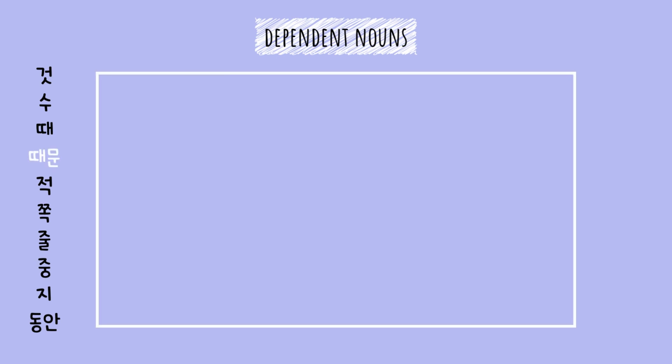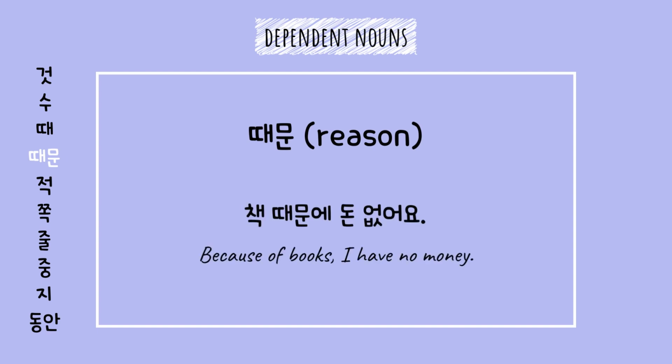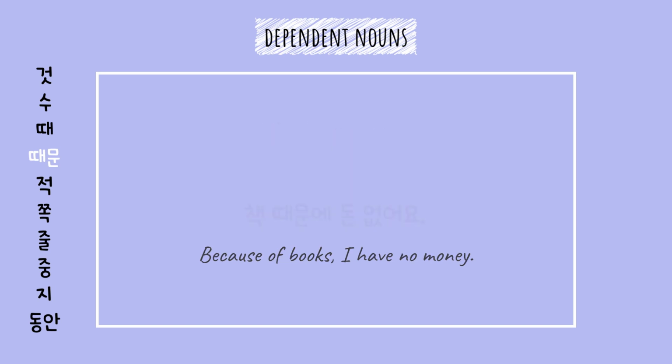The next dependent noun is temun, reason. It can be preceded by a verb or by a single noun. It is usually followed by the particle e or the verb to be. In our example, "Ček temu ne ton opsojo," because of books I have no money, it is used with a noun. You can maybe think of it as temun being because and e being of, so because of books. That might make it a bit easier.